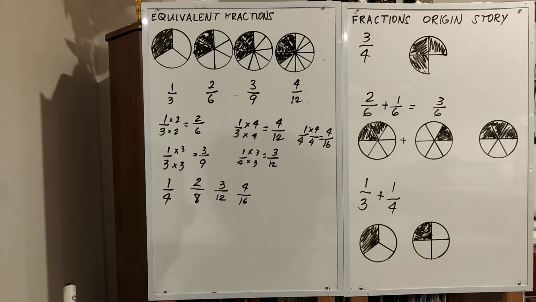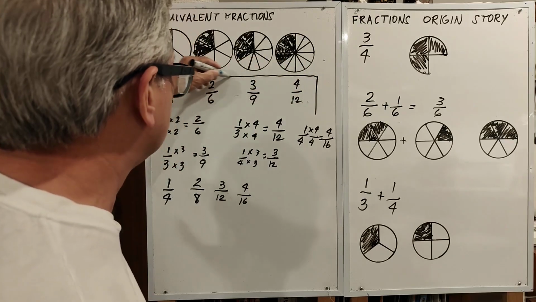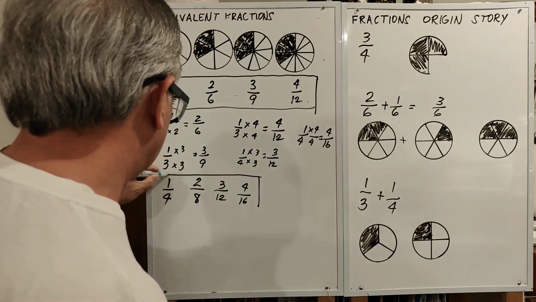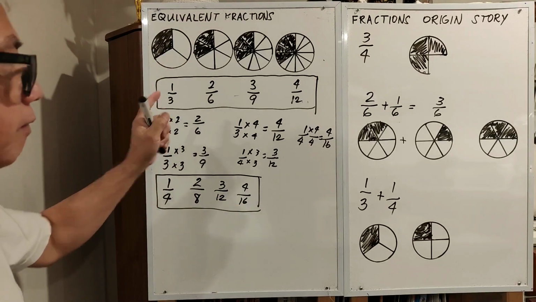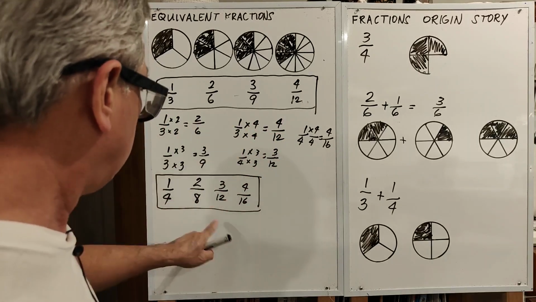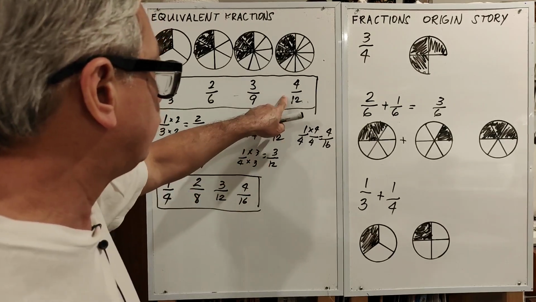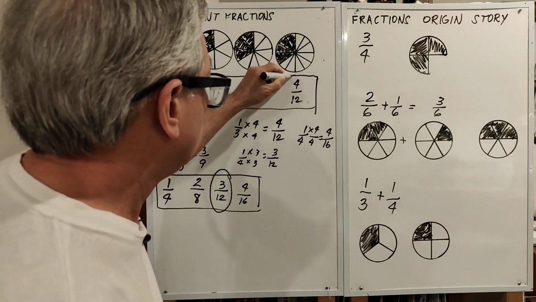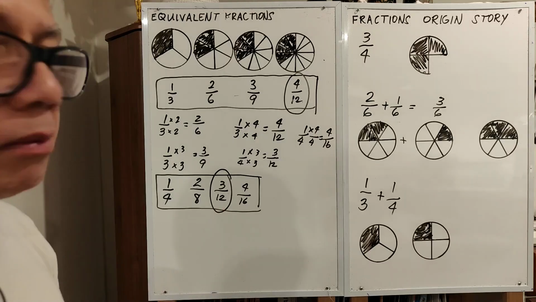Now we have to find the fractions. So these are the equivalent fractions of 1/3. These are the equivalent fractions of 1/4. We need to find the fractions that have the same denominator. In here we have 3/12. Here we have 4/12. So we can use these fractions to add because they have the same denominator.